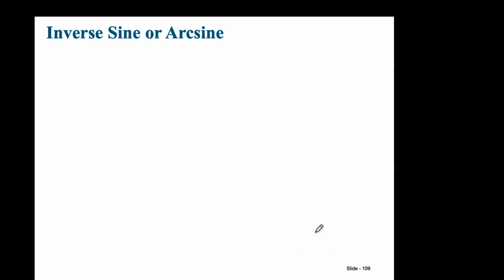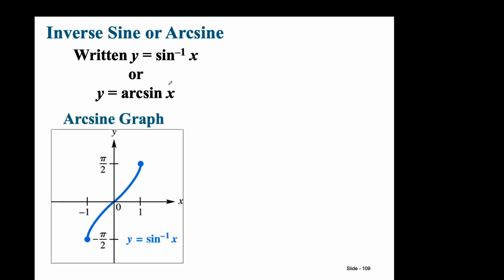Okay, let's go back to inverse sine, or another way to say it is arc sine. It can be written as y equals the inverse of sine of x, this notation here, or it can be written as y equals arc sine. They are equivalent. The graph of arc sine is the reflection in the line y equals x. I'm going to just draw the line y equals x. I don't want to clutter up this graph, but I do want you to know where it came from.